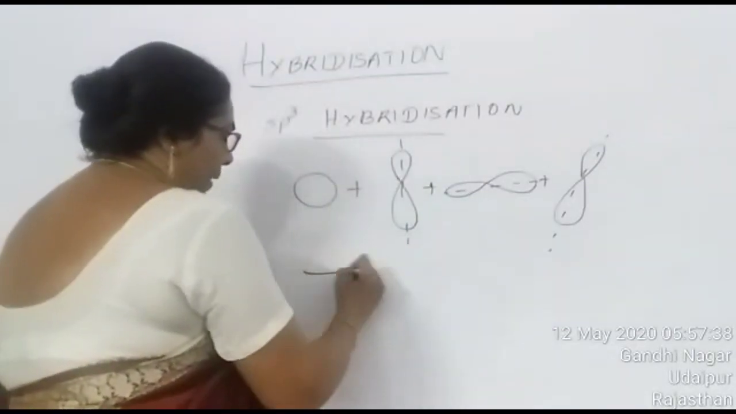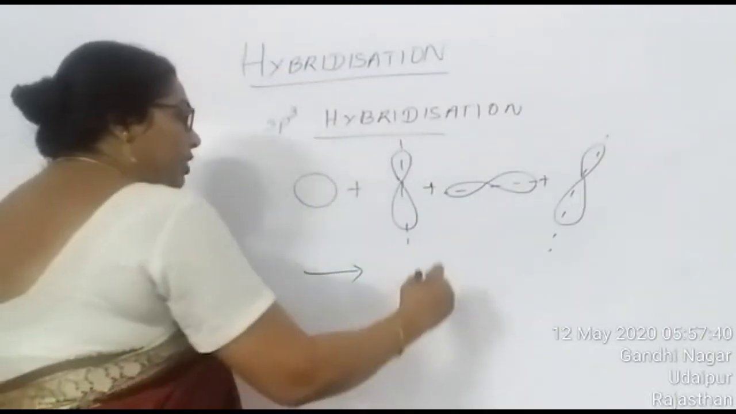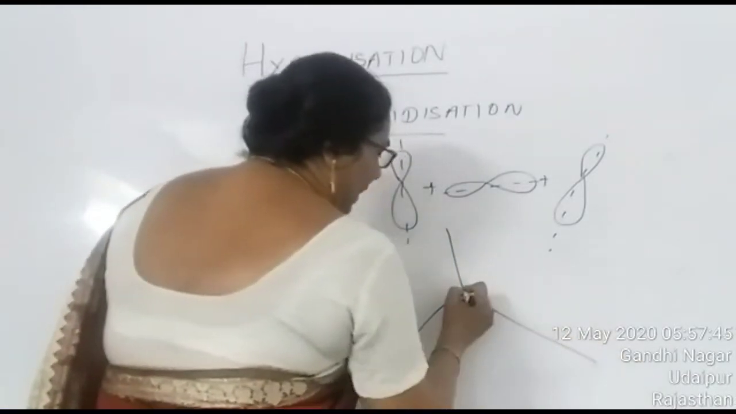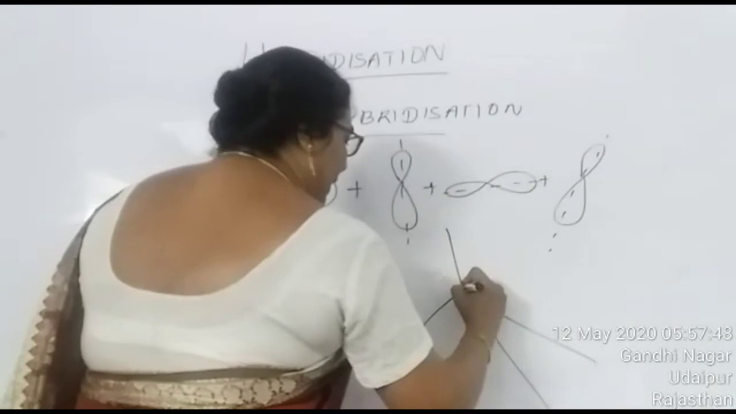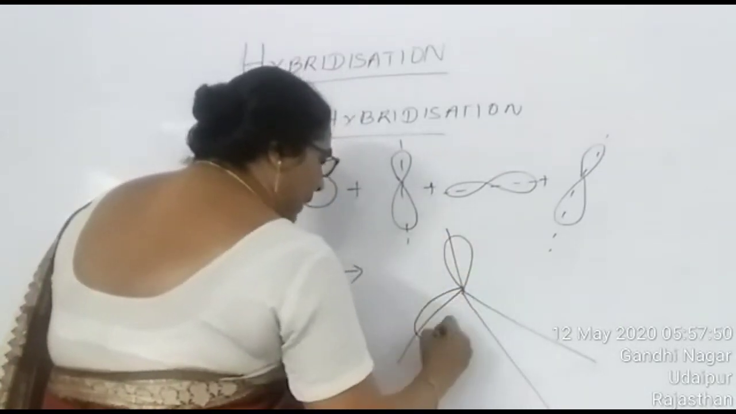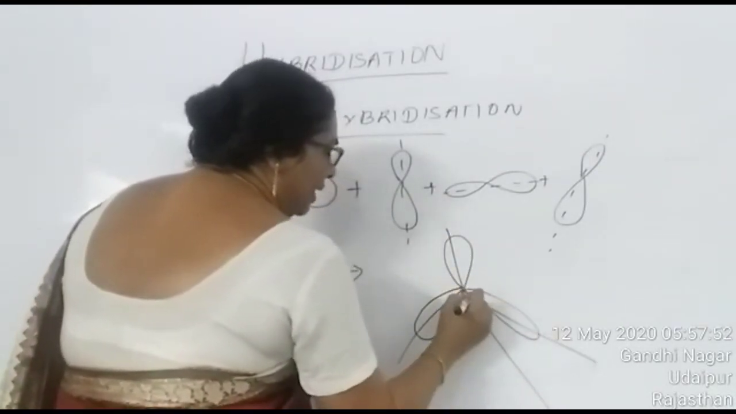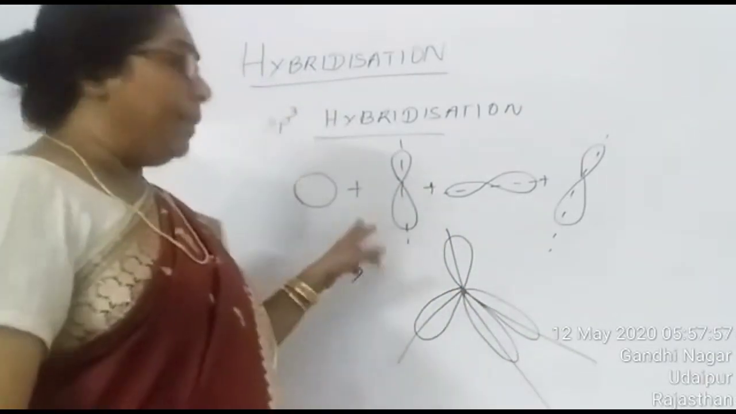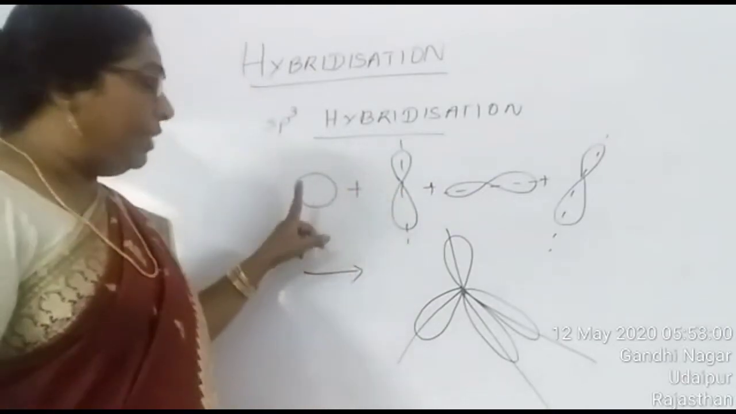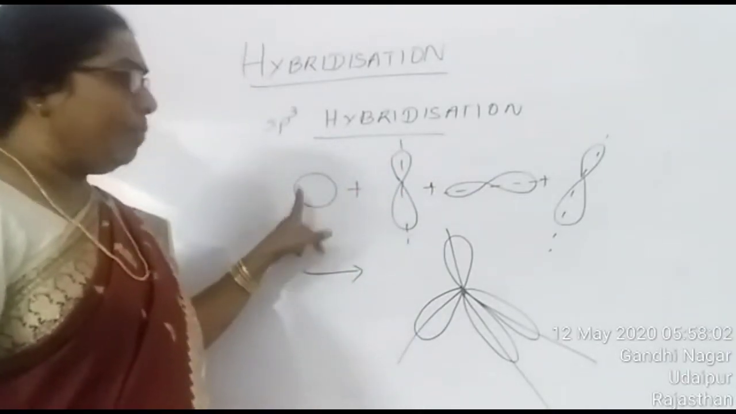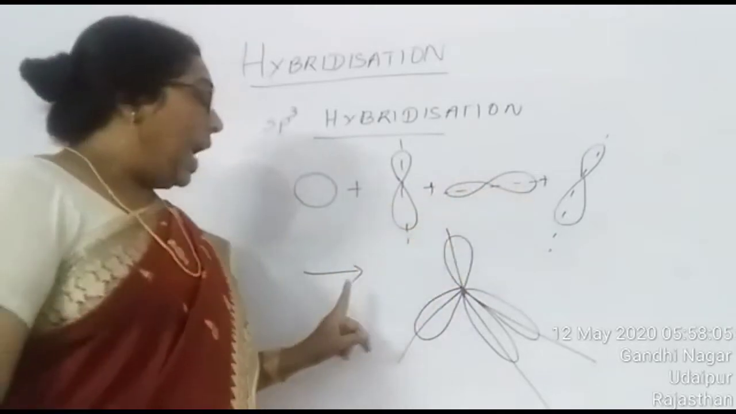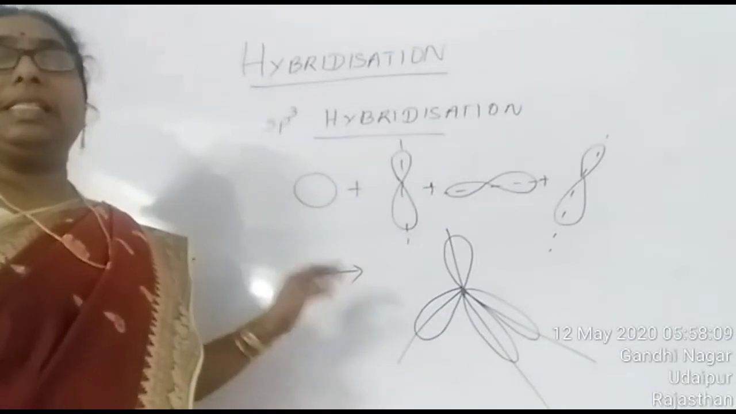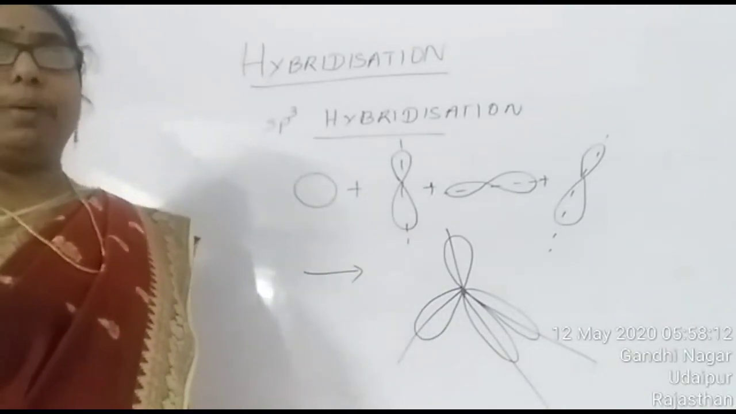Okay, it undergoes hybridization, and as a result of this process, you will be getting 4 sp3 hybrid orbitals. Okay children, you are getting here 4 sp3 hybrid orbitals. So this process is termed as sp3 hybridization. It is the process of intermixing of one s orbital with 3 p orbitals and produces 4 sp3 hybrid orbitals.